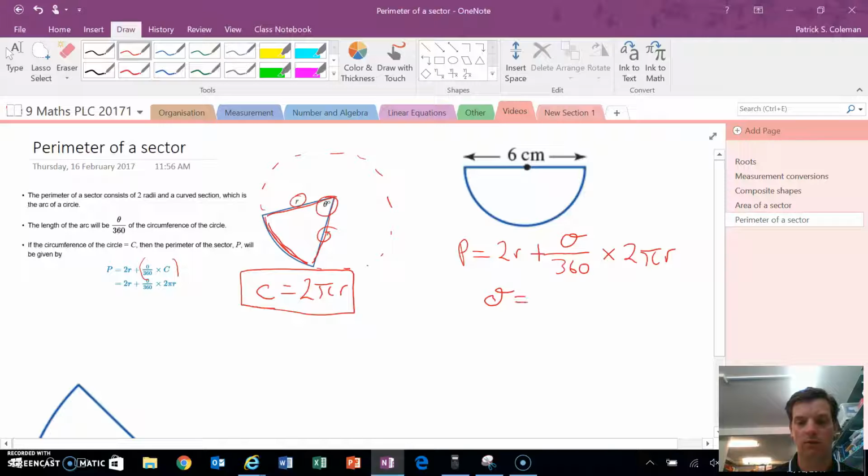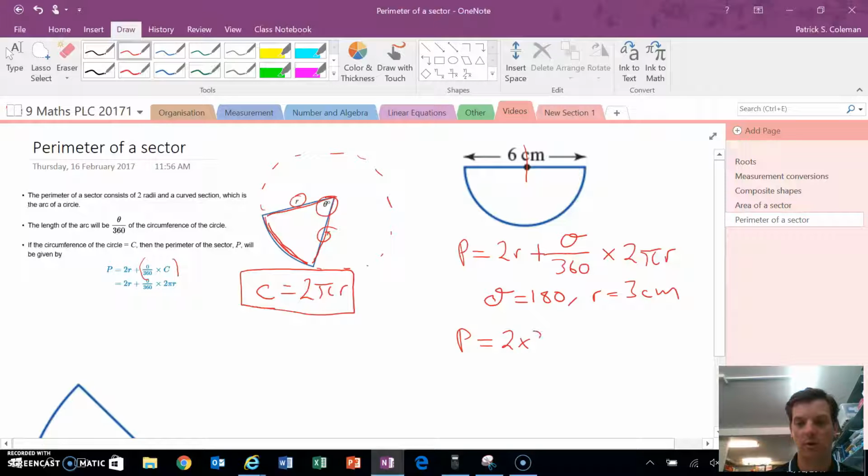So we know what theta is. We know theta is 180 degrees because it's a straight line. And we know the radius is going to be half of this because, again, that's a diameter. So that's going to be 3 centimeters. Now we can simply substitute our values in.